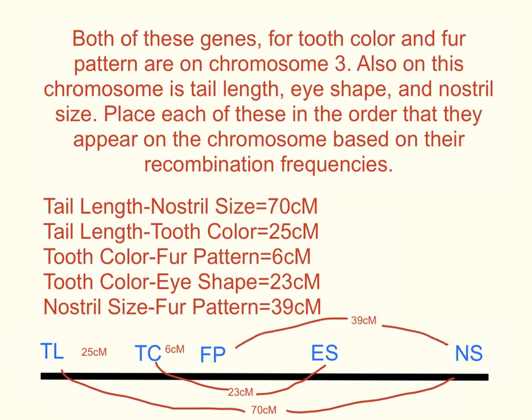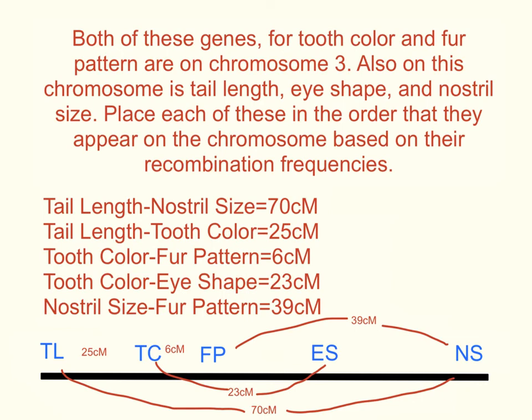So we can go ahead and place them in order. This is a relatively easy one to do. You may have a bit harder one in the homework. But then you just place them up in order, and you can see, okay, tail length and nostril size are furthest apart, and then go through each one and make sure that they look like they're in order. It doesn't matter the exact spacing on here, relative to where I put them. This just asks which order they come in. So now you can say that tail length is first, tooth color is next, then fur pattern, then eye shape, then nostril size. That's the order that these genes go in.